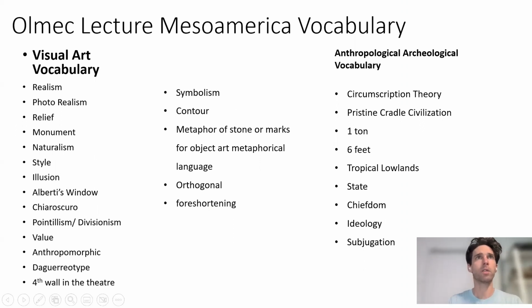This is kind of a vocab list that we can return to. I'm kind of using Olmec art as an entrance into art history with this class for people that maybe don't have a lot of experience with art history. So these are several vocabulary terms that are art history specific. And then I have more, vaguely anthropological terms on the right. And these will all come up throughout the talk.